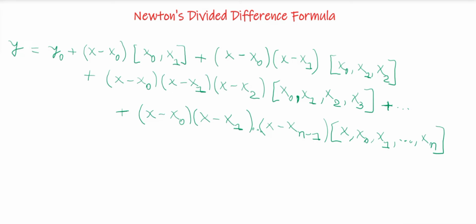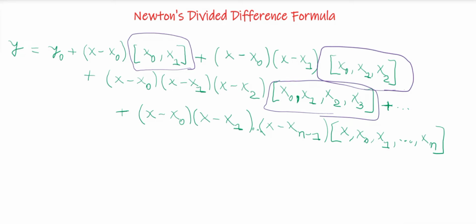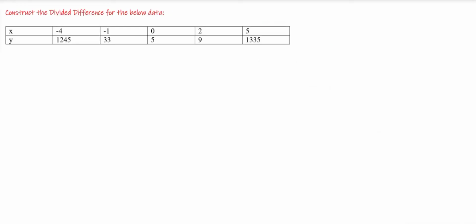Again I'll just repeat, y is equal to y naught plus (x minus x naught) in the square brackets [x naught, x1], plus (x minus x naught) into (x minus x1) in the square brackets [x naught, x1, x2], plus (x minus x naught) into (x minus x1) into (x minus x2), and in the square brackets it will be [x naught, x1, x2, x3]. Now whatever I have highlighted here, that is the square brackets that I have highlighted, those are the divided differences. Let's see this example.